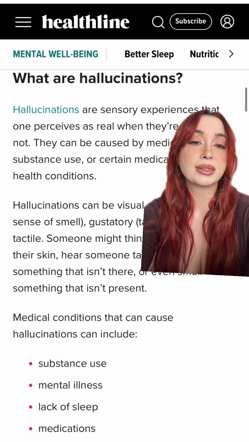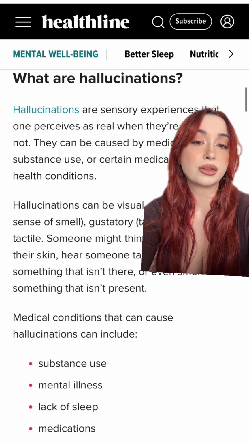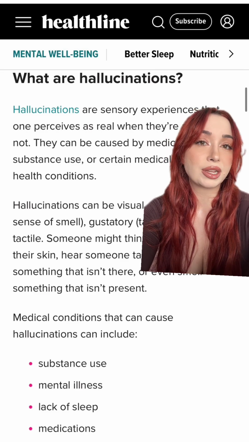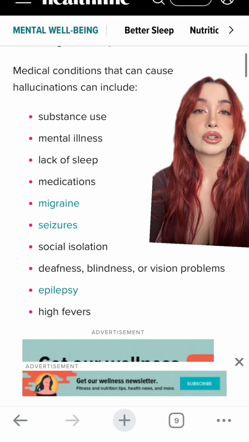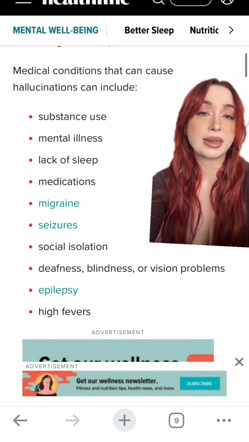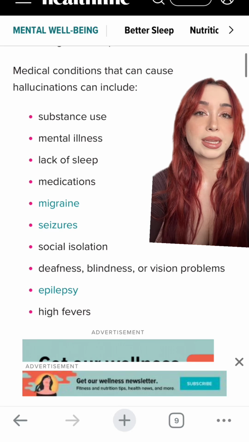Medical conditions that can cause hallucinations can include substance use, mental illness, lack of sleep, medication, migraine, seizures, social isolation, deafness, blindness, or vision problems, epilepsy, high fevers.